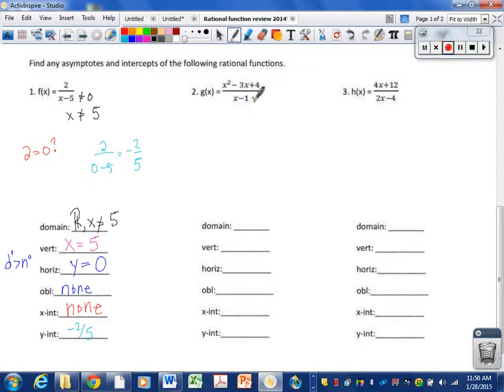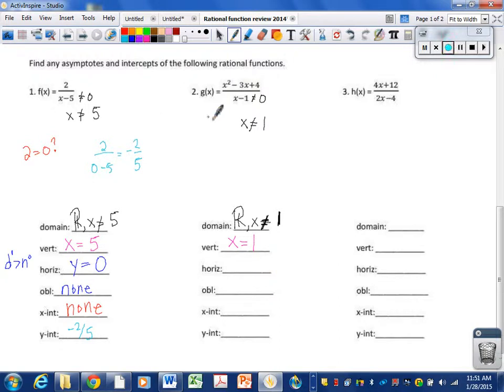Okay, the second one, the domain. We take the denominator, we set it not equal to 0, so x cannot be positive 1. So domain, all real values, as long as x is not positive 1. There is one restriction on there. So your vertical asymptote must be x equals 1. That's where you're going to find the asymptote, because that's what x cannot be.